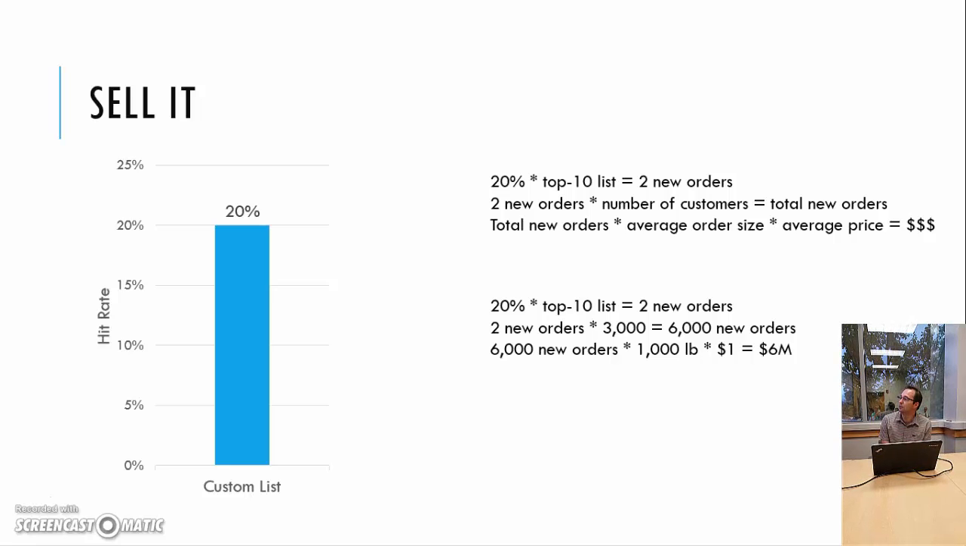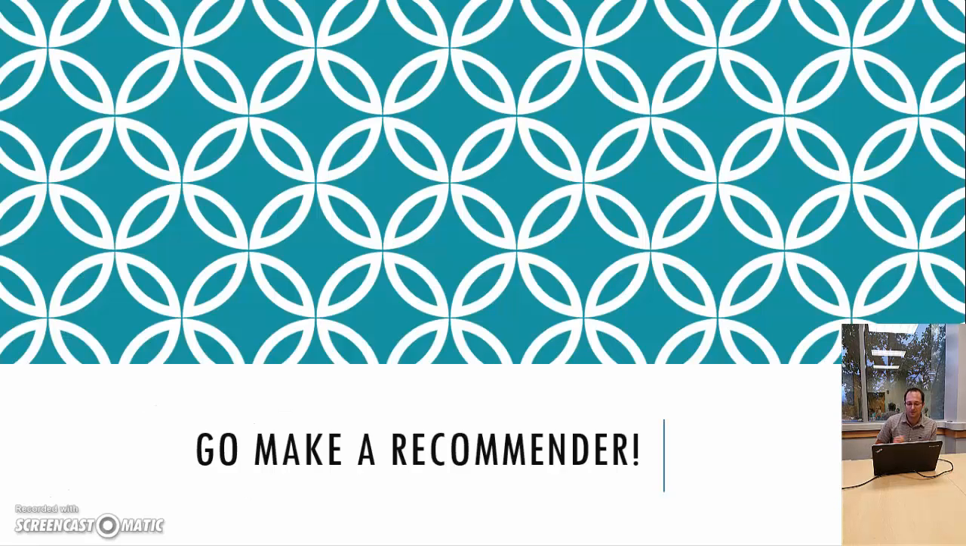So as an example, say I have 20% accuracy for a top 10 list. That means I have 2 new orders for each top 10 list. I have 3,000 customers, so that's roughly 6,000 new orders. Average order size is 1,000 pounds at $1 a pound, so that works out to about $6 million. So now you can pitch your recommender system with a dollar value behind it and really create some value for your company. So that's the recommender systems.